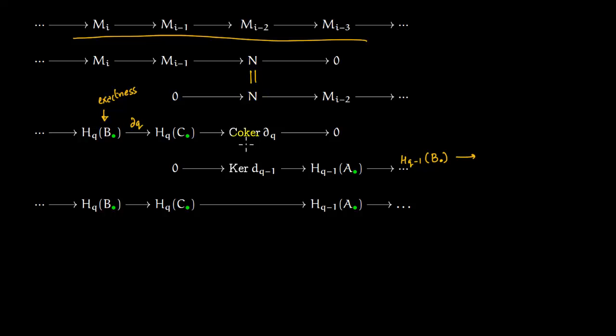Similarly, if they are the same, you can glue these two together to get this long arrow. Just like here, you can glue these two together. So you can glue these together to get this long exact sequence, and this is our connecting homomorphism delta.